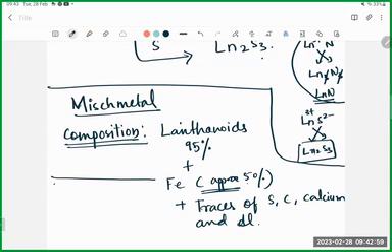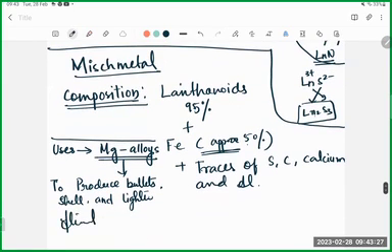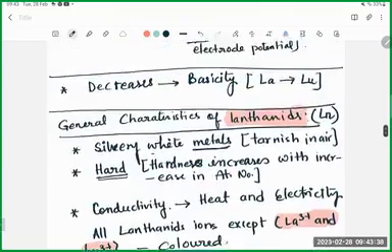Yes. Uses, I will tell where we use this in making magnesium alloy. Okay, so this will produce bullets, shell, and lighter flint. Okay, these are the uses of this magnesium alloy, and this compound, mixed metal, is used in the magnesium alloy formation. So overall lanthanides we have completed.